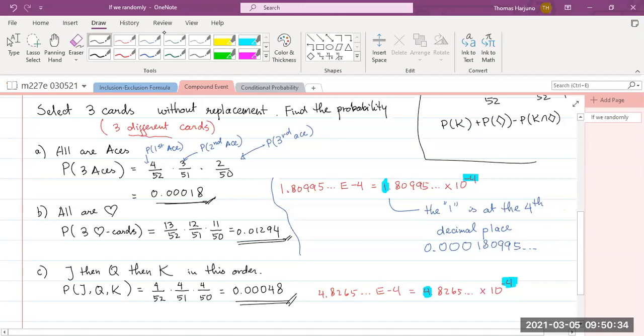Okay, so the probability is very small to get Jack, Queen, King in that order. So if you get King first and then Queen and then Jack, it doesn't count. It's not that one. You need to have what the question here says, that is Jack and then Queen and then King.